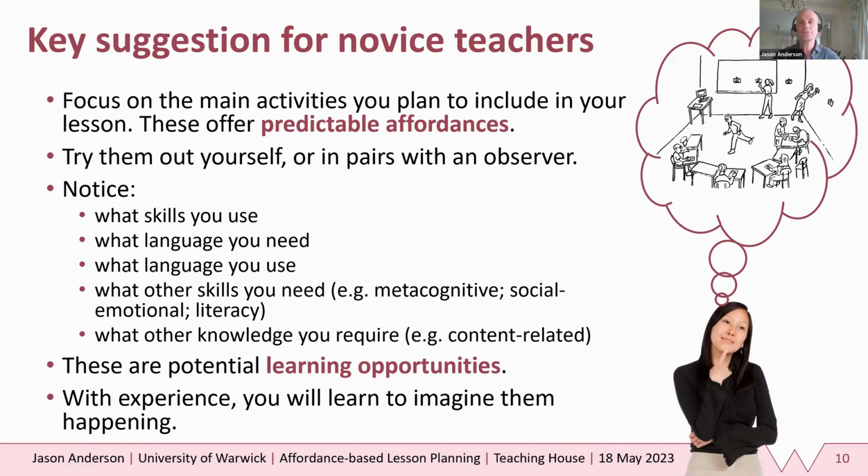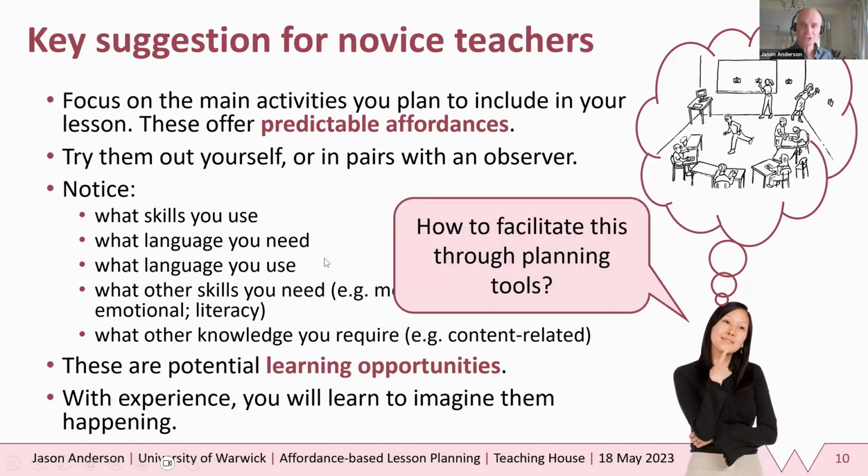If you look at the things I've put there in the notice list, all of these are things that can then be converted into what we might call either learning outcomes, lesson aims, intentions, or, I would call them, learning opportunities, potential learning opportunities. And all of this process, as I've mentioned at the bottom there, becomes automatic, in the sense that we can start to imagine what affordances an activity will include as we gain experience.